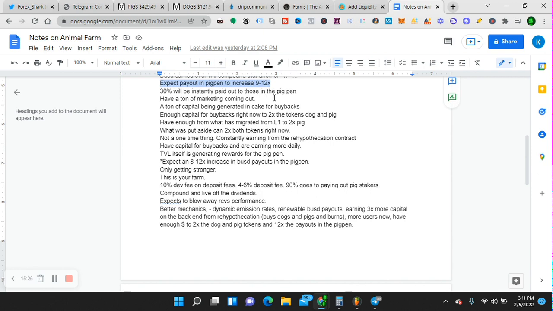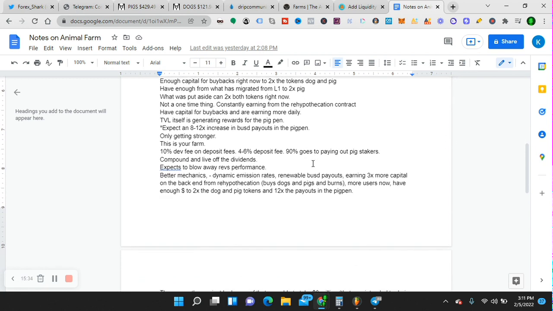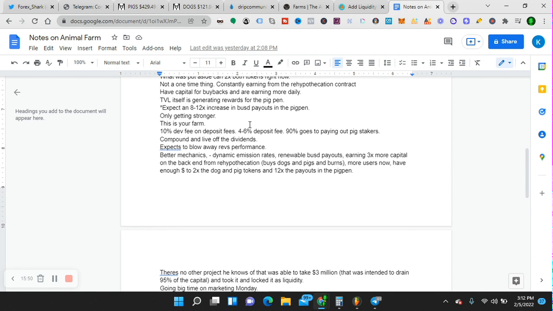Have a ton of marketing coming out starting Monday. A ton, which is in 2 days, a ton of capital being generated in cake for buybacks, enough capital for buybacks right now to 2x the token of dog and pig price. So right now there's enough capital to double the price of dog and pig. Has enough from what is migrated from L1 and L2 to 2x pig. What was put aside can 2x both tokens right now.